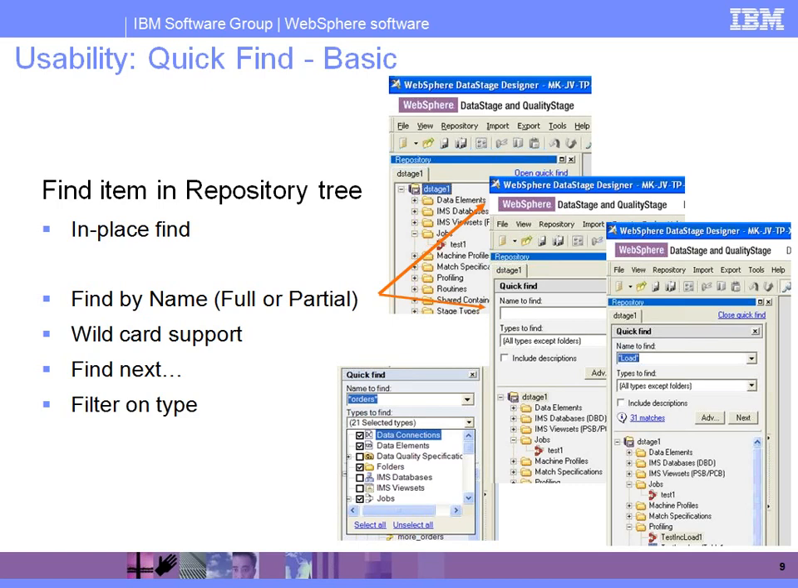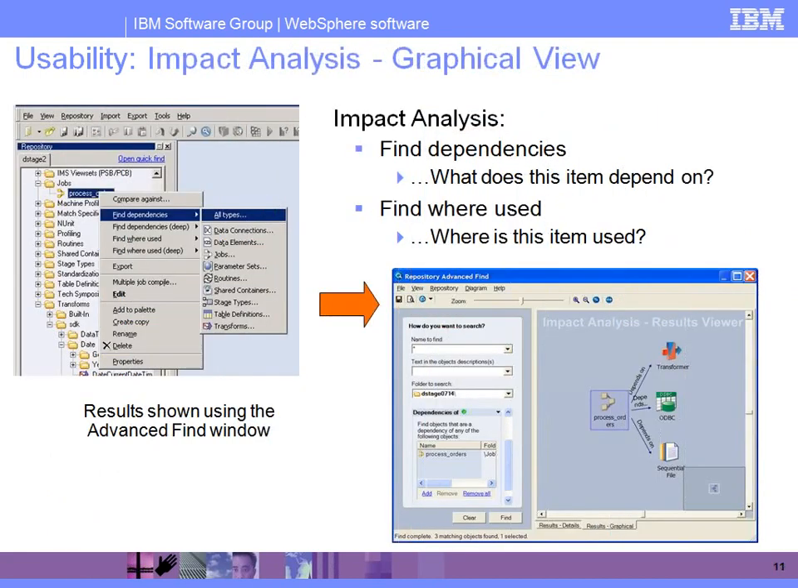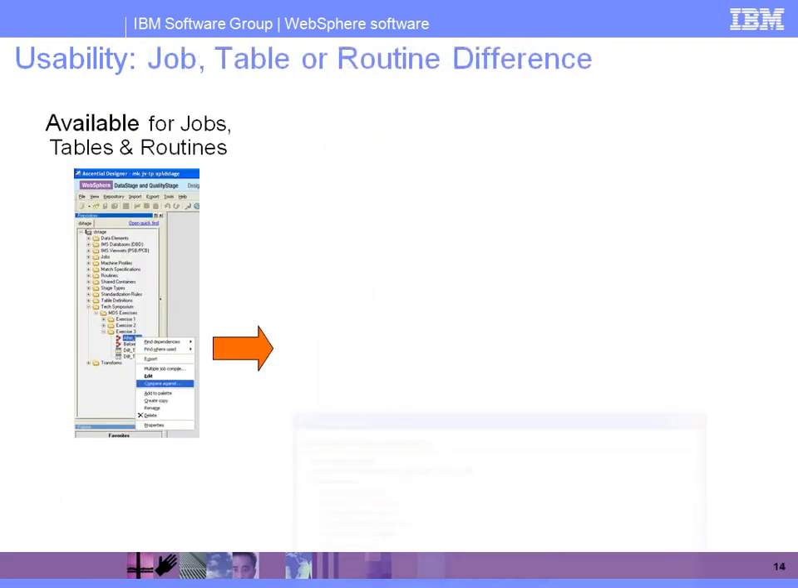By using that, we can easily search a particular job: who modified it last time, when it was modified, what kind of modifications were done, and whether there are any dependent jobs in this particular job. Such information we can get, which we simply call a repository search. That is also one of the newly added features. And impact analysis is also one of the newly added features available.